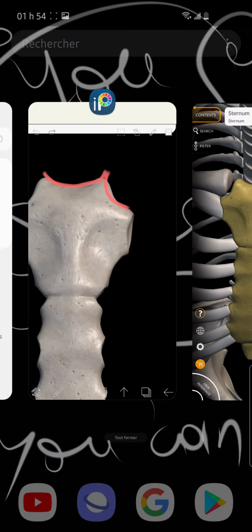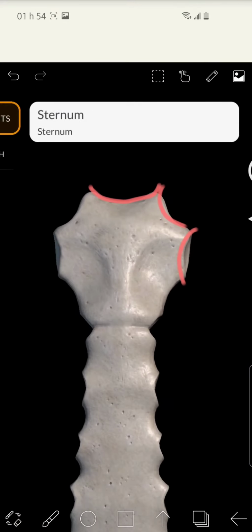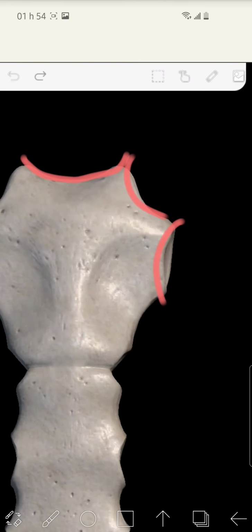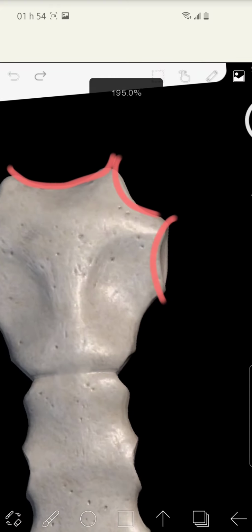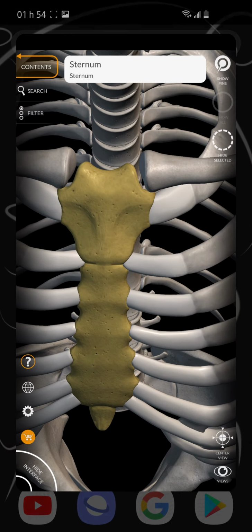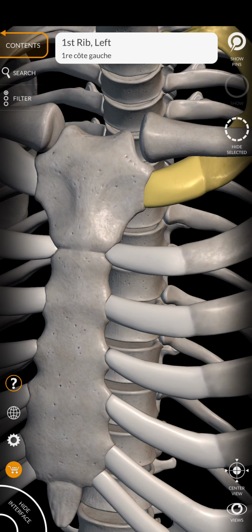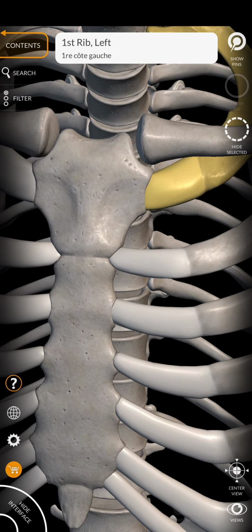And then we have another notch, which we call the first costal notch, and it's the notch for the first costal cartilage. So here it is, as you can see. This is the first rib, and this here, the white part, is the cartilage, and the articulation between the two is in here. So it's in the first costal notch.